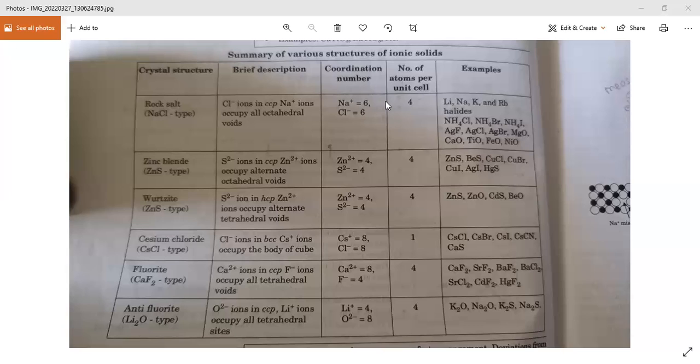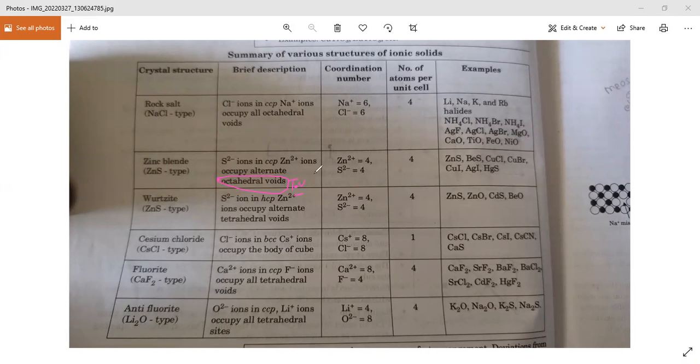Sorry, that is wrong. Actually, that is tetrahedral voids, because Zn plus 2 is forming 4 and S minus 2 is forming 4, right? So the alternate tetrahedral voids. There is a small mistake in this, so you can correct it in the notebook. The tetrahedral voids, not the octahedral voids. So in this case, S minus 2 anions will occupy the CCP lattice, and the cations will occupy the alternate tetrahedral voids.